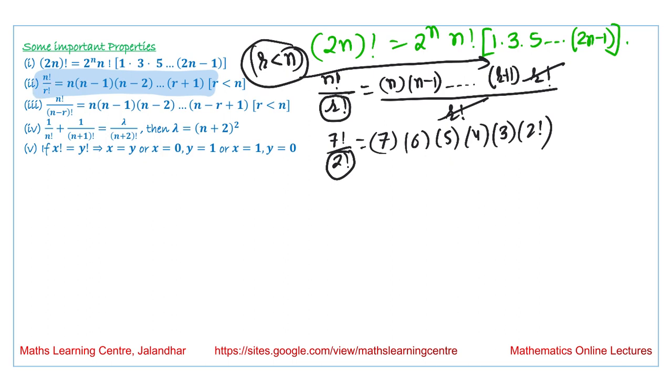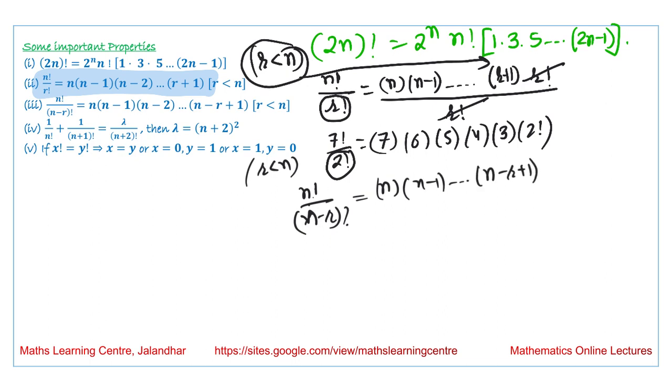And if we are talking about the result n factorial over n minus r factorial, again r is less than n, so we can write it as n into n minus 1, and so on up to n minus r plus 1, into n minus r factorial divided by n minus r factorial. Both these values get cancelled, and we are left with this answer.